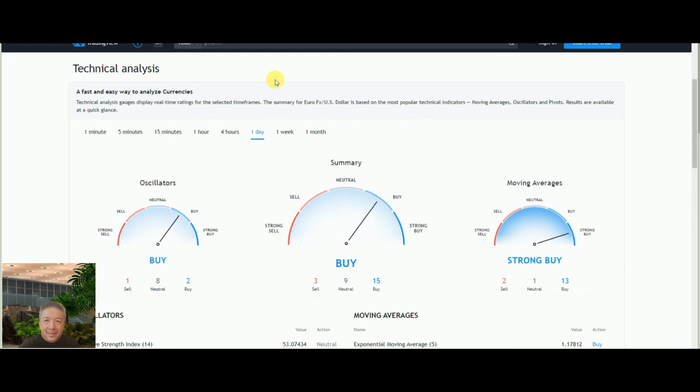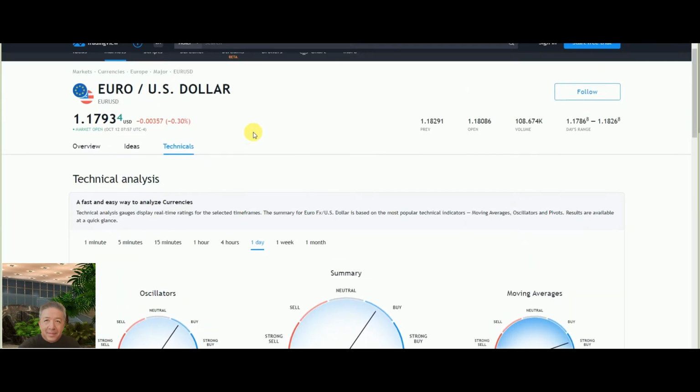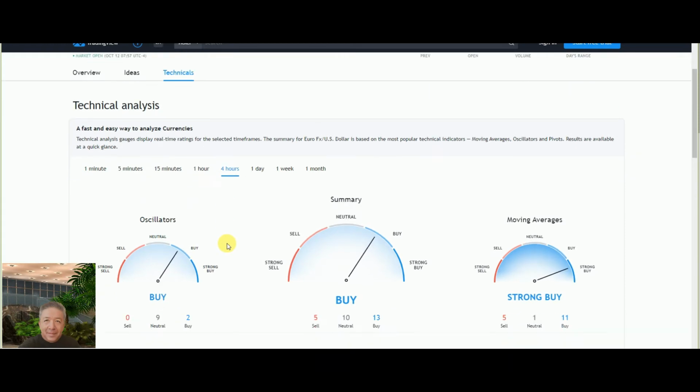But this is the 1-day view for EURUSD. Remember what the experts, so-called experts, said, that this is a long-term buy. Now, if it is grouped into 4 hours view, same thing, it's a buy. Now for the hourly view, yes, it's a sell.